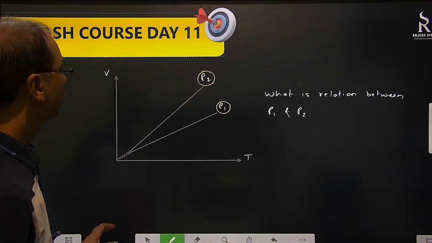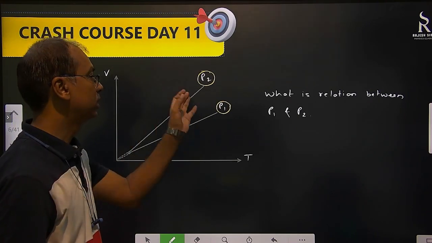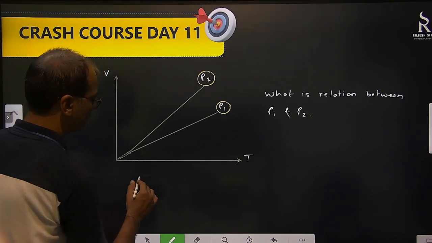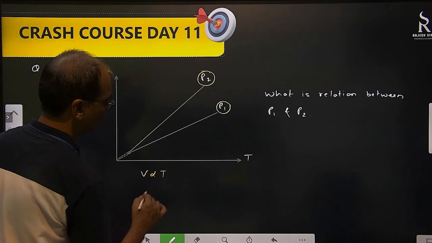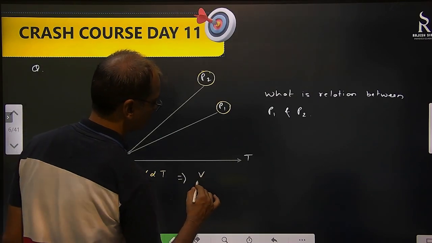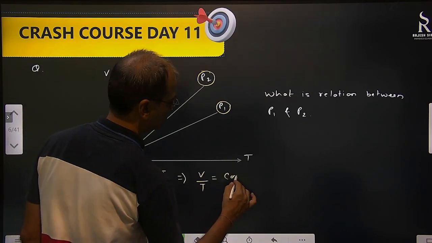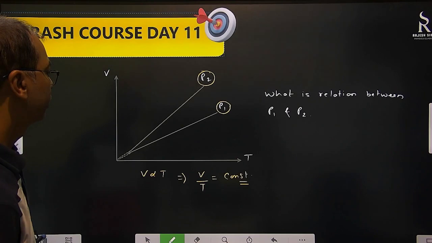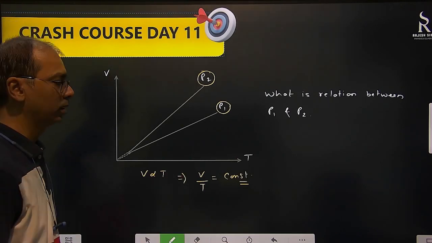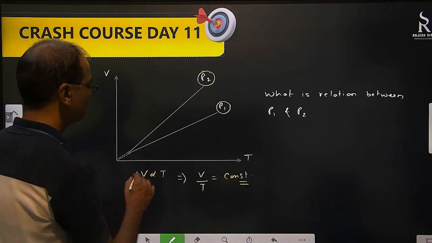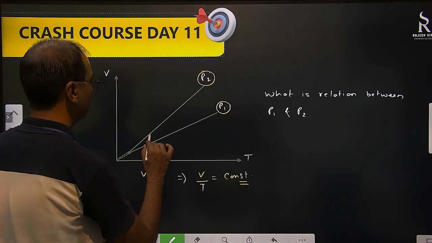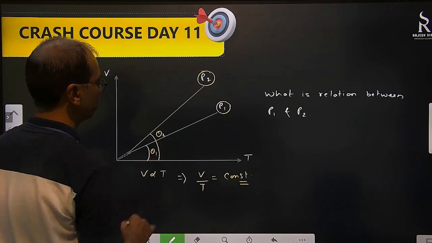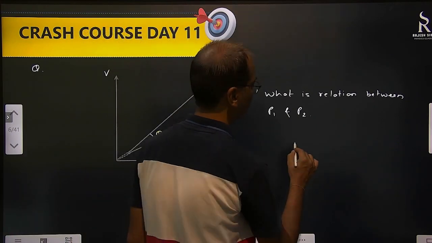Right, now we have to find out whether P1 is greater or P2 is greater. So how to find that? As I told you, this is V directly proportional to T. These are the graphs. That means V by T is constant. Slope is constant here. And V by T represents what? Pressure. V by T represents pressure. So what you will do here, V by T means this slope and this slope. Okay, this is second one, let's say theta 2, this is theta 1. So we can see clearly tan theta 2 is more than tan theta 1.